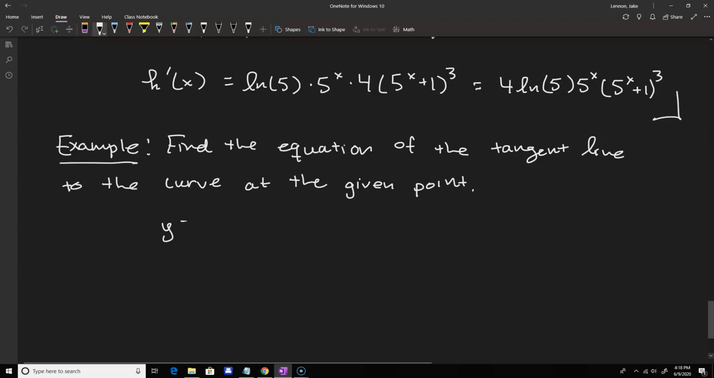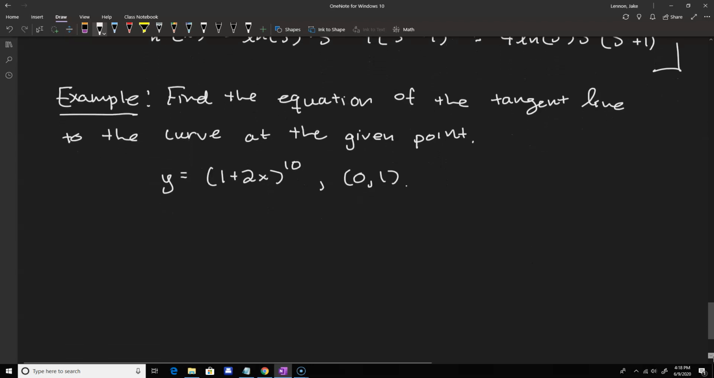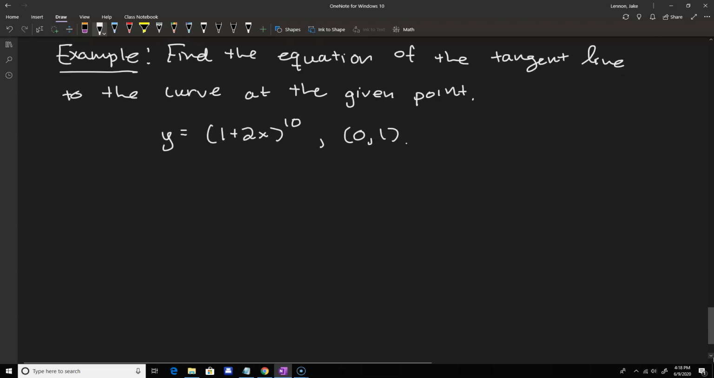So we have y equals 1 plus 2x to the 10th, and the point is 0, 1. Basically what's going on here is we need the chain rule to compute y prime, and that's going to allow us to find the slope. Once we find the slope, 0, 1 is the y-intercept, so we'll be able to have the equation of the tangent line quite quickly. So use the chain rule to find y prime.